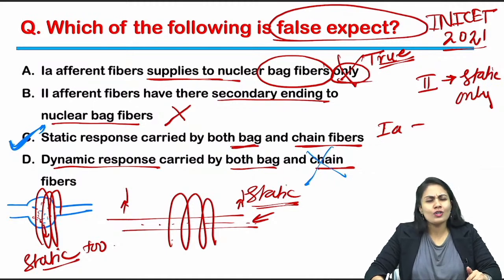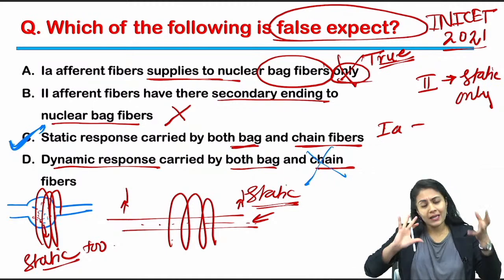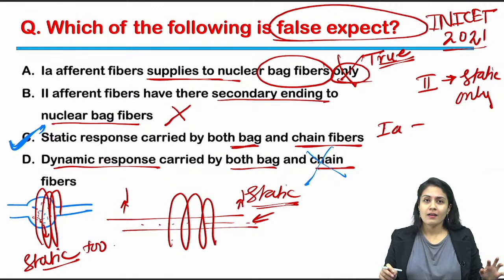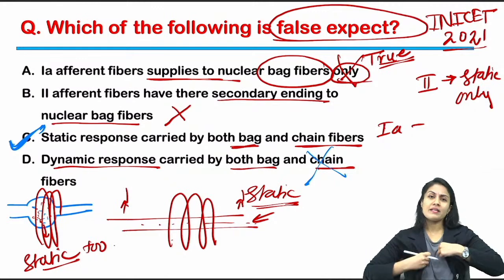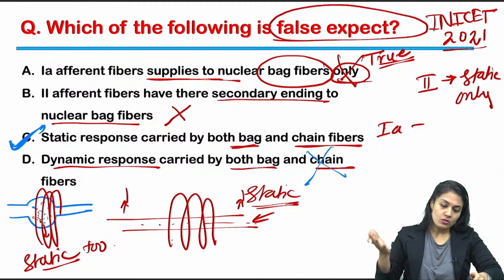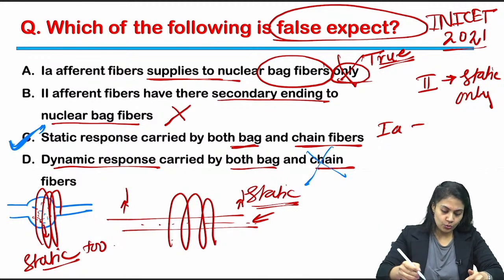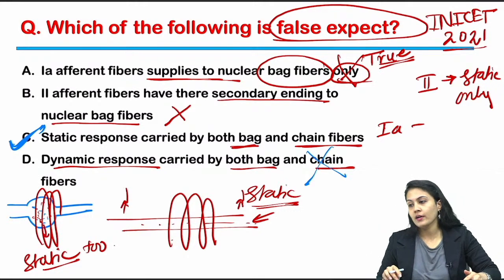INICET usually does not check our grammar and all, but yes, it makes everything so complicated, right? So you just have to have the presence of mind, nothing else. Okay. So this type of question can come in the NEET too. So please remember the correct answer over here is C.